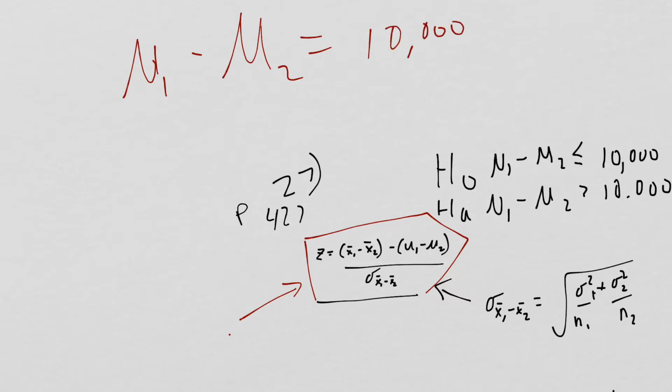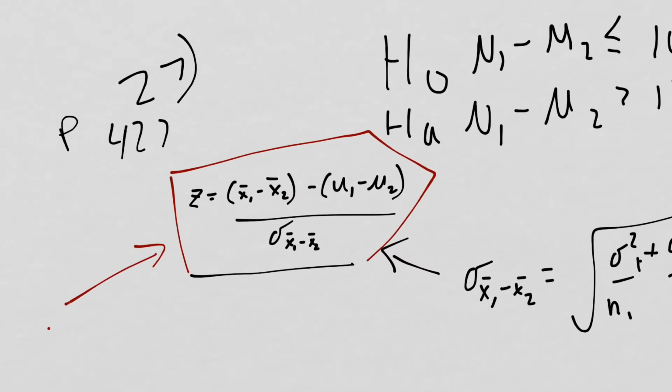10,000, but it's not equal to. I shouldn't have put that in. Let's go through the wording. The wording says, is the difference between the mean annual salaries of microbiologists in Maryland and California more than 10,000? So is this difference more than 10,000?